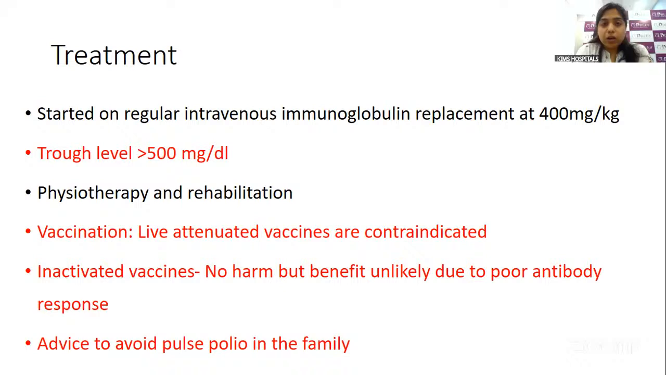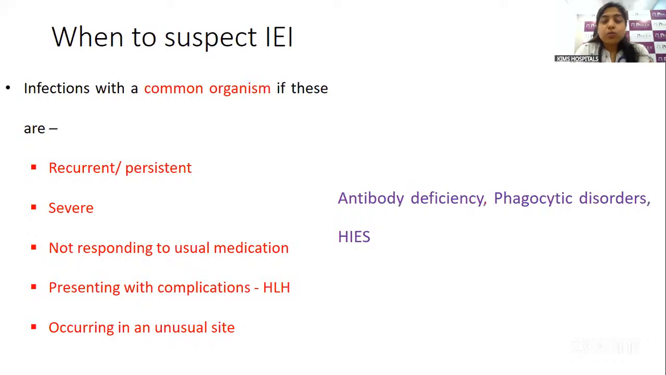So when you do an RFT LFT, if you see the globulin fraction, and also if there is any albumin globulin reversal or the globulin fraction is less, yes, we can consider hypogammaglobulinemia in this kid. So when to suspect inborn error of immunity?